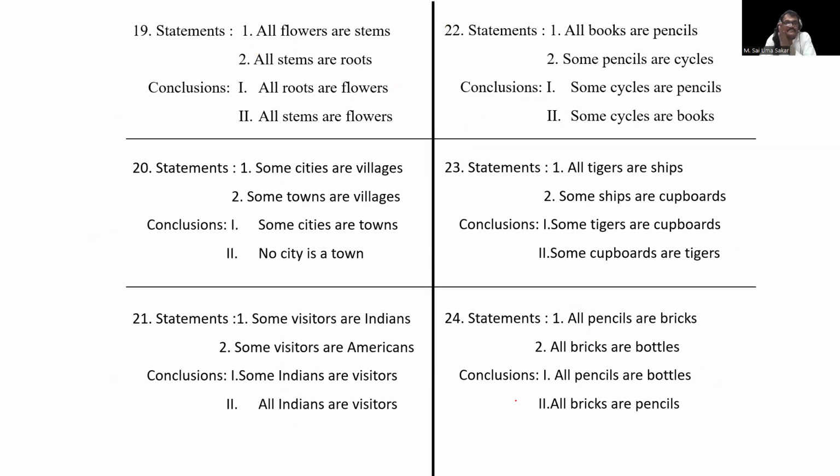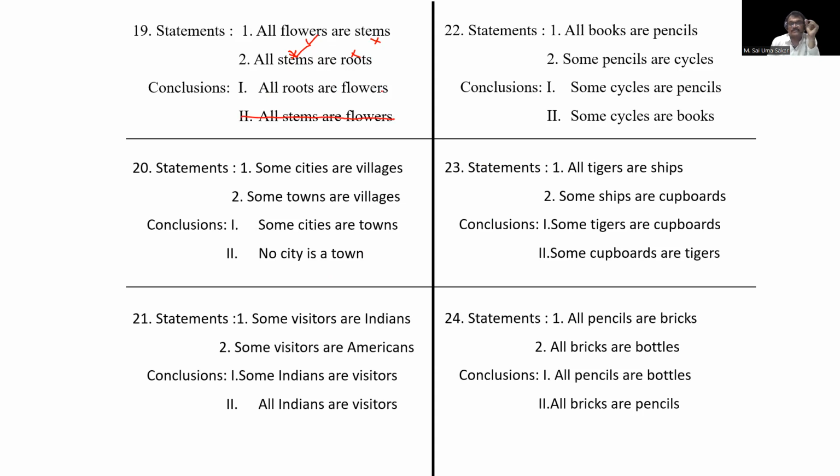All flowers are stems. Some flowers are stems, some stems are flowers. This is not there. All stems are roots. Some stems are roots, some roots are stems. Not there. Next, what is the middle term? Flowers distributed, stems not distributed, stems distributed, and roots not distributed. What is the middle term? Stems. The middle term should not be there in the conclusion.